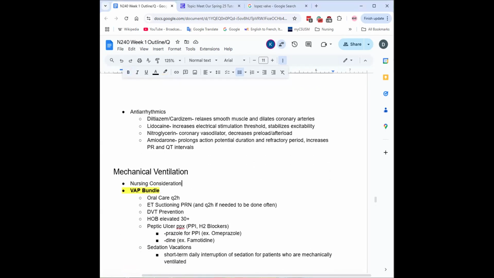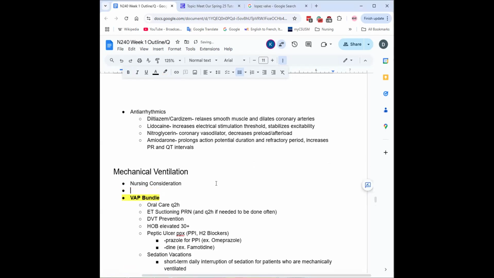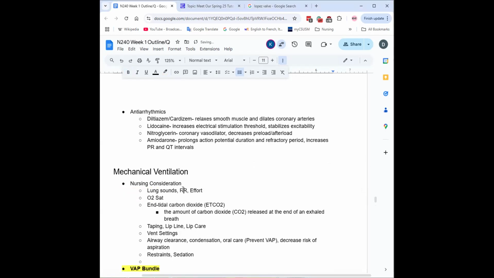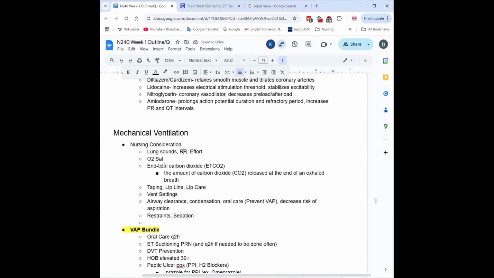Yeah, and there are nursing considerations. I'm going to speed things up because this is just things that pretty much come down to respiratory oxygenation. So lung sounds, respiratory rate, effort, SpO2. One of the things you learned that you probably didn't know about is your end tidal CO2. Essentially, that's a way they can determine that they're actually in the right place, because the CO2 is being released. So that can be something that gets measured.